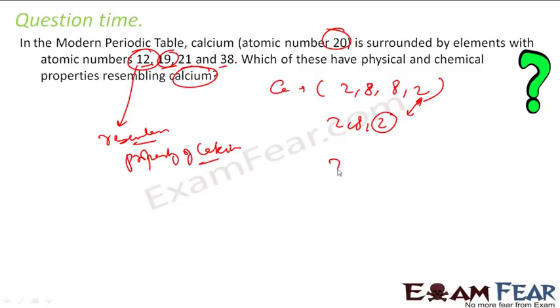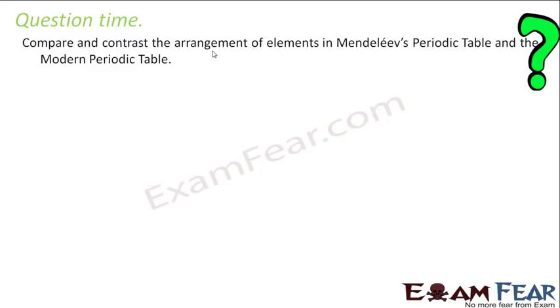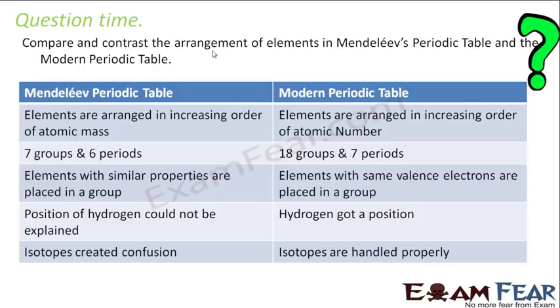Take this one, 19: it is 2,8,8,1, which doesn't match, right? Similarly, if you take 21, that becomes 2,8,8,3, which doesn't match. So nothing matches except this one. Correct. So we can say that this one matches the properties of calcium because they have the same number of valence electrons. We'll now compare the Mendeleev and modern periodic tables.